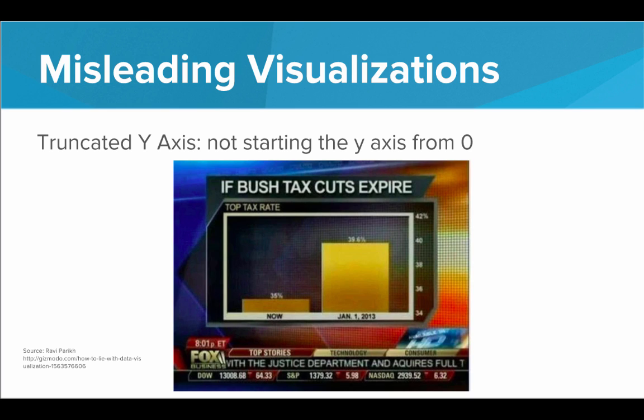Here's an example about Bush tax cuts. This graph would lead you to believe that if the tax cuts expire, then the tax rate would quadruple or maybe even quintuple in size. But the y-axis doesn't start from 0. It's actually only going from 35% to 39%. That's not that big of an increase.